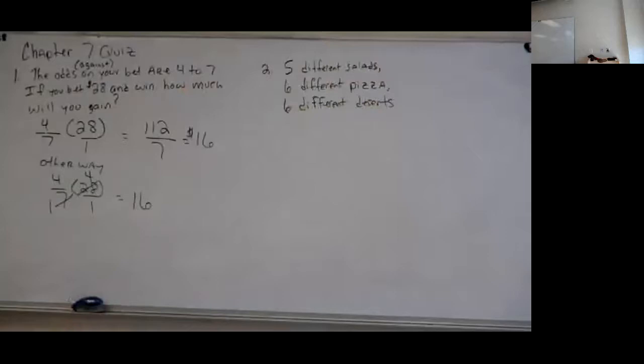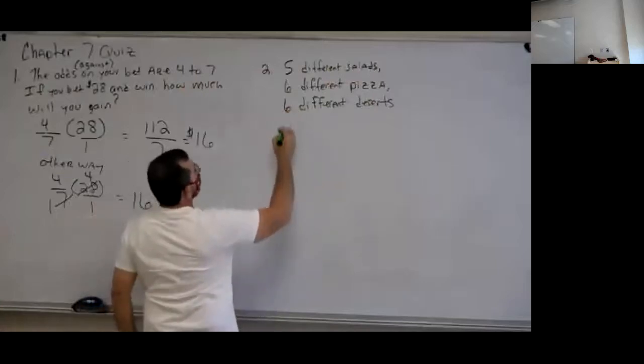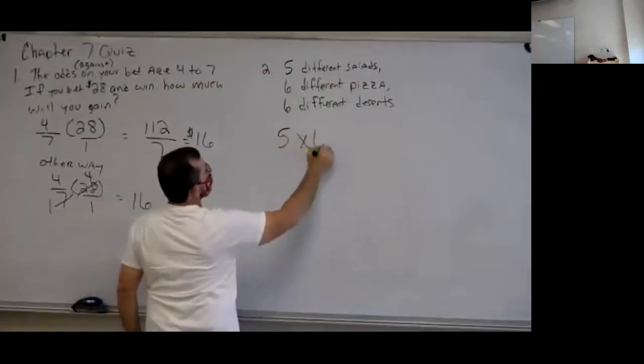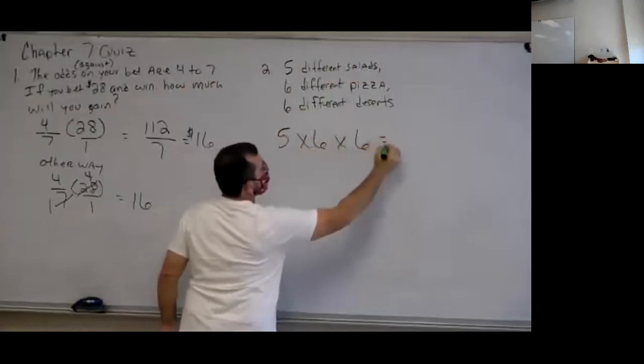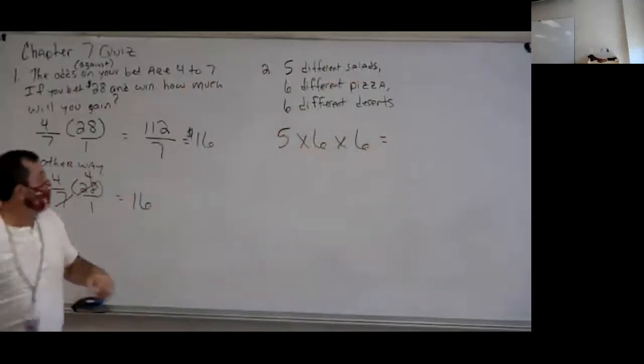But we want to find out how many combinations of meals you can get. Like you want salad 1, hamburger pizza, pie. Salad 2, hamburger pizza, pie. So each one of them salads could go with either one of them pizzas and any one of them desserts. So this is one where you took all these numbers and multiplied. This was that multiplication principle, okay? So on this one, we just multiplied 5 times the 6 times the 6. 180. So that'd be 180.